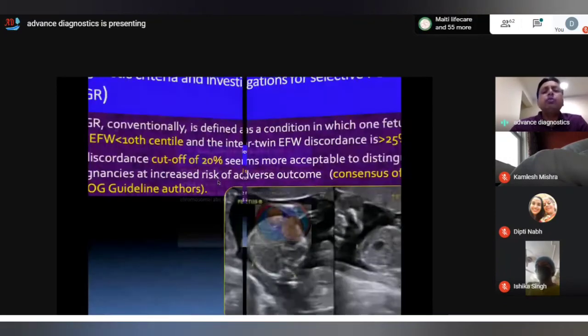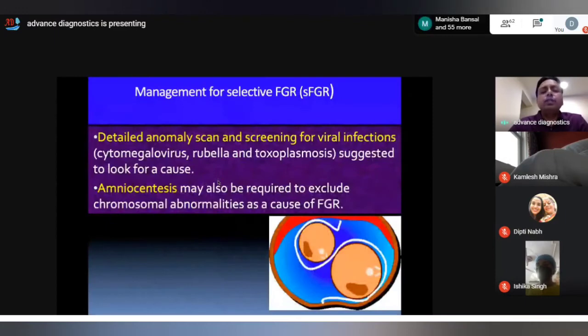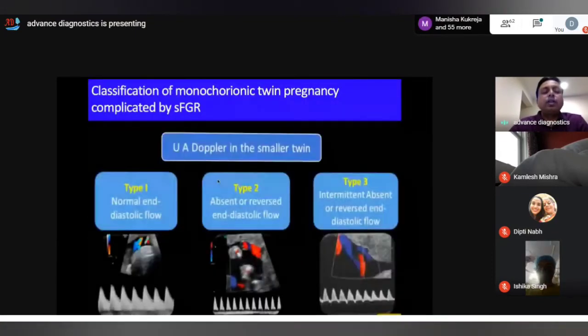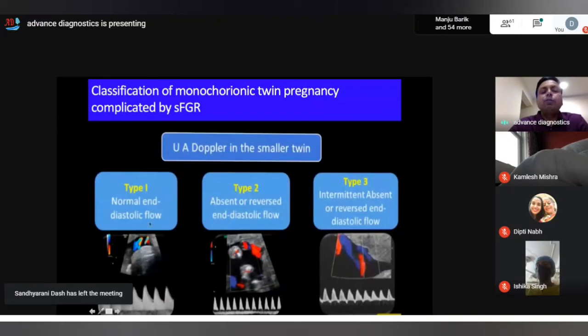The first thing we need to do in these fetuses is a detailed anomaly scan and screening for viral infections, and then, if needed, amniocentesis also. They are classified according to the umbilical artery flow into type 1, which has normal end diastolic flow, type 2, which has absent or reversed end diastolic flow, and type 3, which has intermittent absent or reversed end diastolic flow. Type 1 has a good prognosis, whereas type 3 has a poor prognosis.